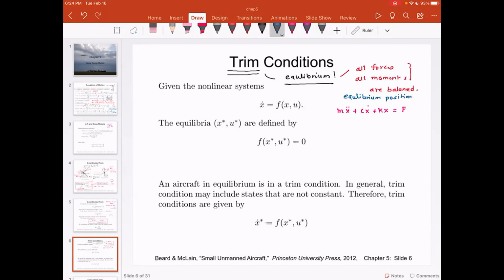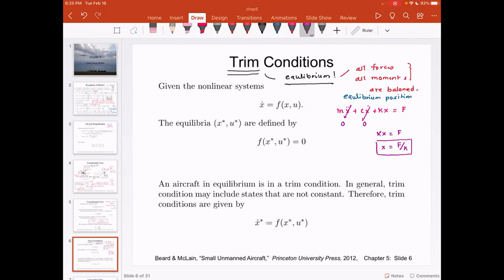The standard technique to find the equilibrium position is when the derivatives are zero. Which means k x is equal to f, and x is equal to f by k. This is the equilibrium position. So please note all the velocities and all the accelerations are considered to be zero.